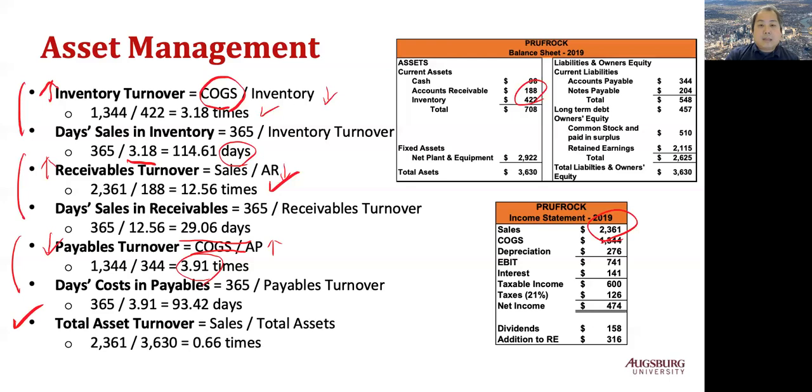Final one is the total asset turnover. How efficiently the company uses asset. Sales divided by total asset means if the company uses asset more effectively, then their sales are higher relative to the asset, right? So asset turnover increases. For Profit, sales is 2,361. Total asset, 3,630. So 0.66 times total asset turnover.